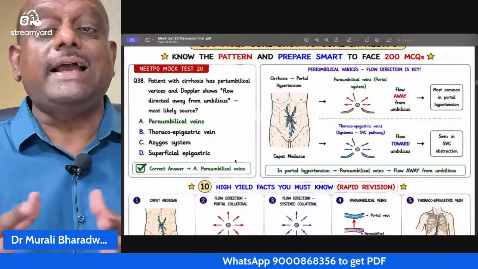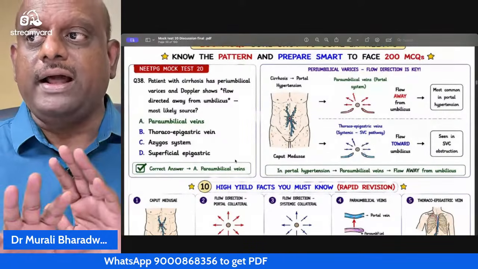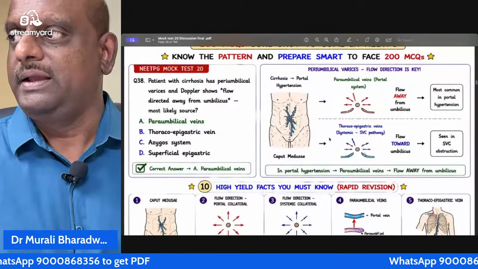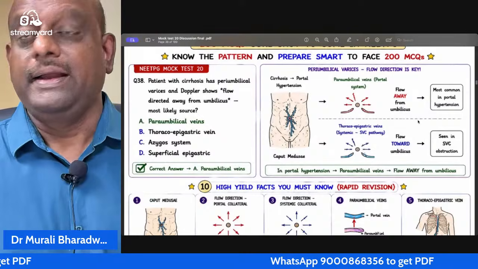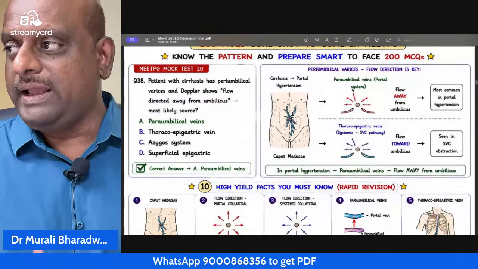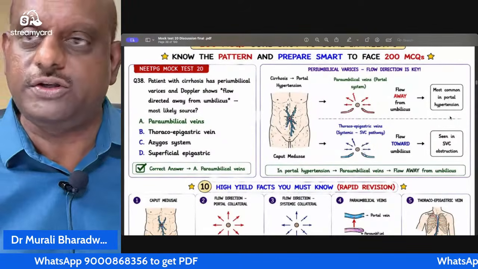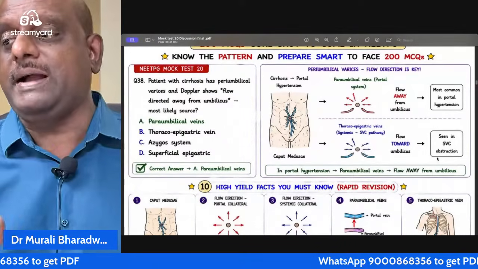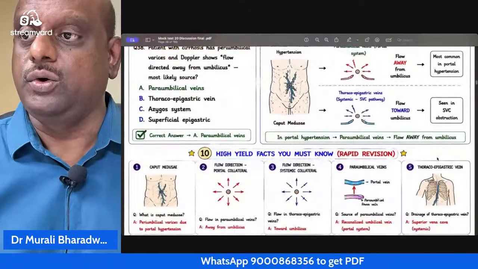Patient with cirrhosis has periumbilical varices and Doppler shows flow directed away from the umbilicus. What is the common source? It is the periumbilical varices, portal system. Periumbilical means the flow away from the umbilicus. The most common cause is portal hypertension. Whereas SVC obstruction, they flow towards the umbilicus. That is the differential between the two.